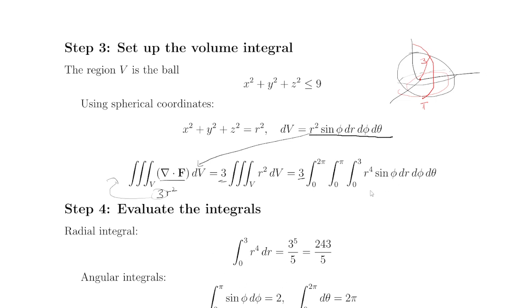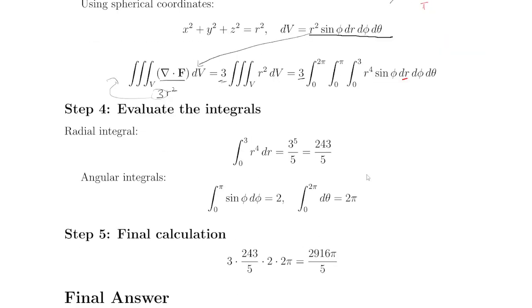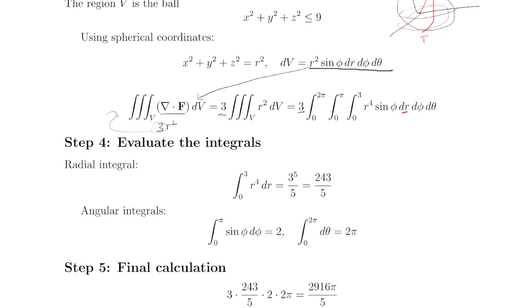So now we can integrate with respect to r first. So r to the 4th is just r to the 5th over 5. Plug in 3, we get 243 over 5. And so that's going to be a constant. The 243 over 5, we can pull that outside. So basically, we have 3 times 243 over 5, and then the double integral from 0 to 2 pi, 0 to pi, of sine phi d phi d theta.